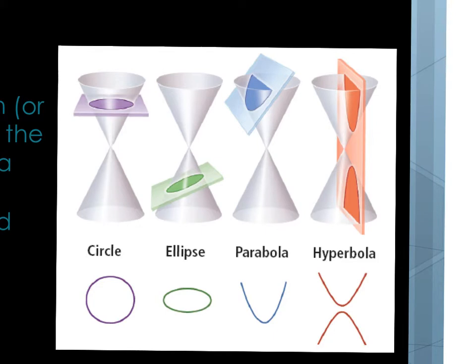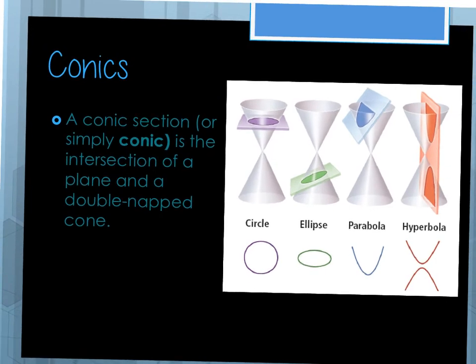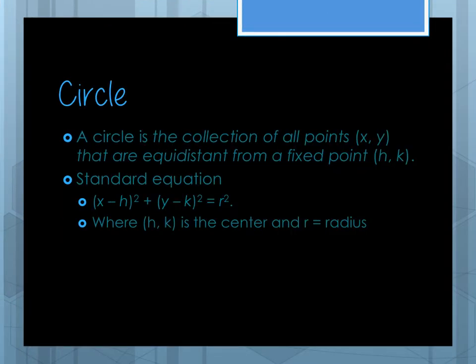And then hyperbolas are basically if you take a plane and slide it through vertically, it forms the hyperbola, which is two parabolas facing outwards from each other. So again, today we're going to talk about the circle and the parabola, but we'll eventually get through all four of these. So the circle is the collection of all points x, y that are equidistant from a fixed point, h, k.